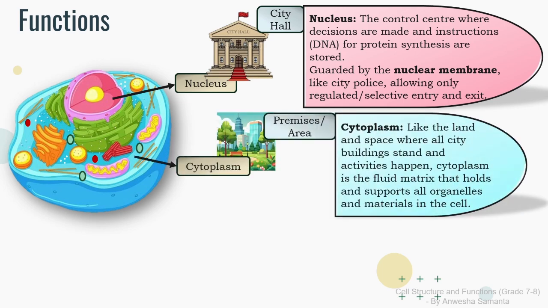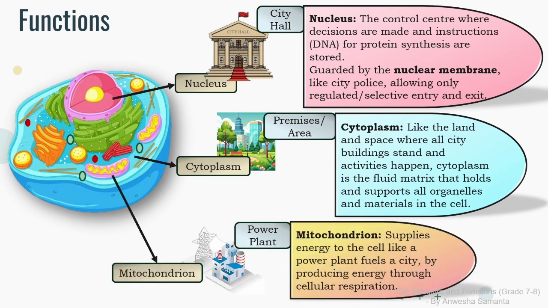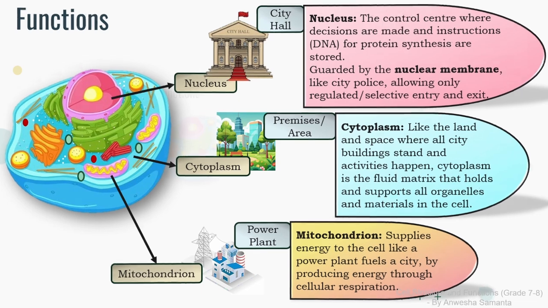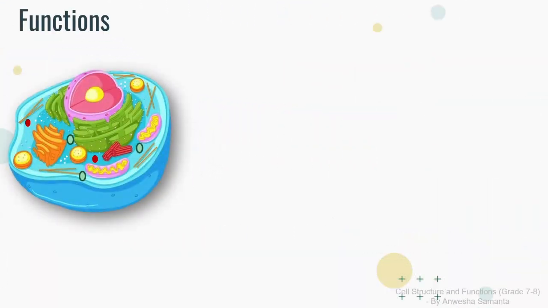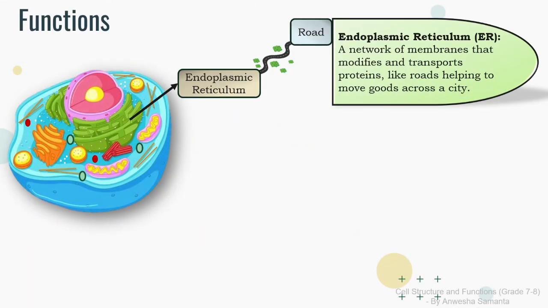Cytoplasm is like the area or the premises. So it's the fluid-filled space where everything is placed and all activities happen. Mitochondrion is like the power plant. So they generate the energy a cell needs. Endoplasmic reticulum is like a road network, moving proteins around.